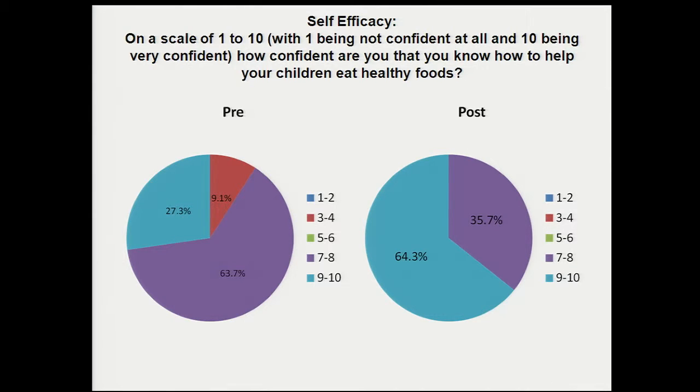So if we looked at the earlier response, the question was on a scale of 1 to 10, with 10 being very confident: How confident are you that you know how to help your child eat healthier foods? And we had 27.3% indicate 9 to 10 on the scale 20 days in. When we looked by the end of that program, that had at least doubled, to 64.3%. And I think more interestingly, we did not see anybody lower than 5 in the post survey.